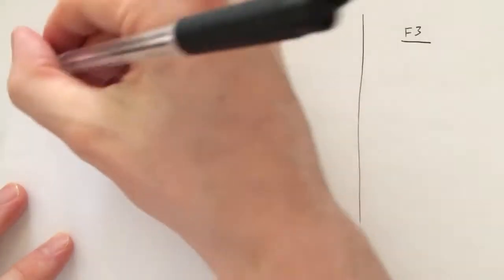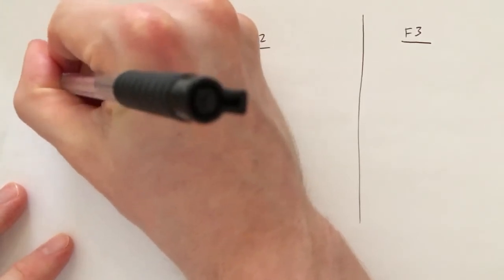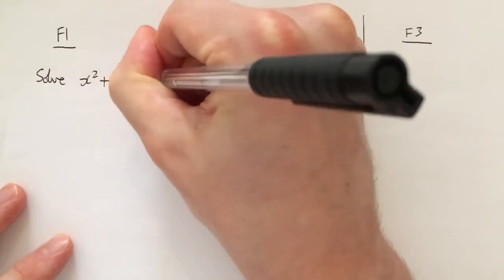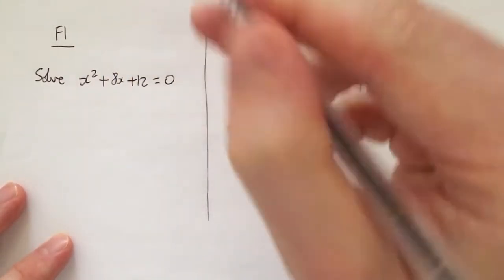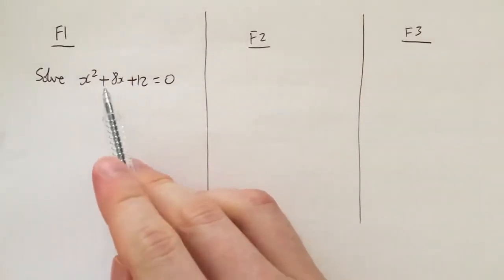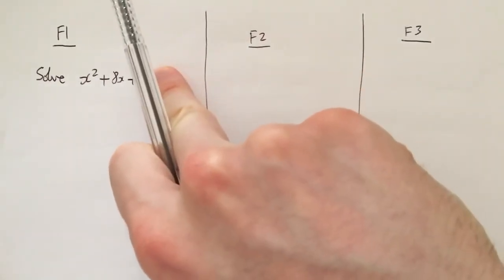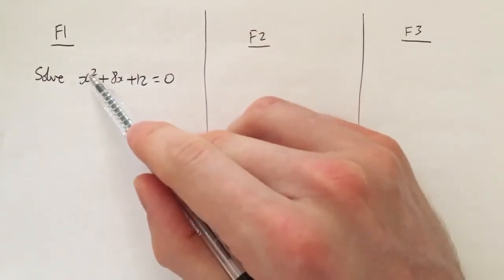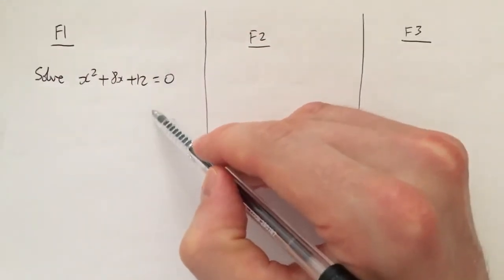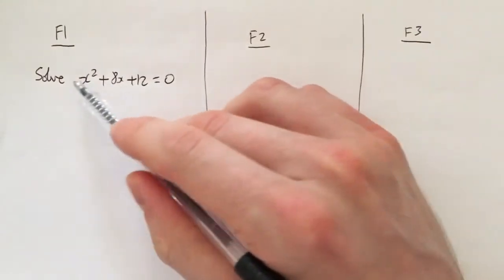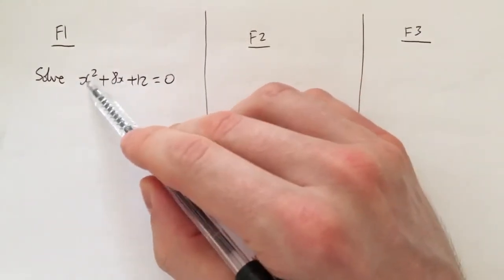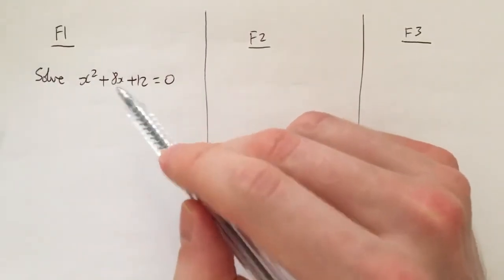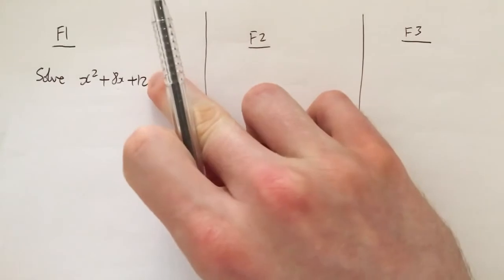So F1, they might say solve x squared plus 8x plus 12 equals 0. If I said to factorize that, all of you could do it quite comfortably. The one thing you've got to be careful with, when you see an x squared here, is do not try to move the 12 across and get x by itself. It's not going to work when you've got an x squared and then an x there. That's a quadratic, so what you must do is first factorize it.